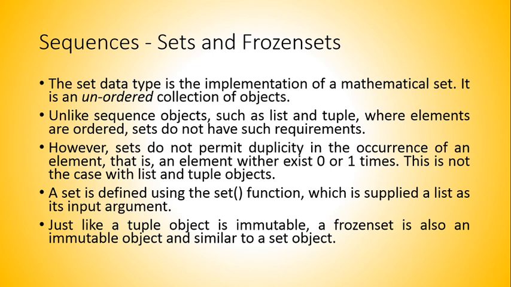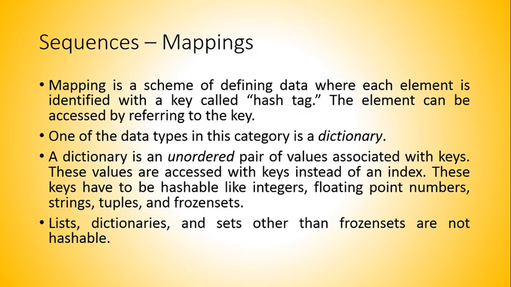The next topic which we are going to discuss is mappings. Mappings are an important part, even though they are not very much defined earlier. But when I say a dictionary, it is a type of mapping. So let me define mapping. A mapping is a scheme of defining data where each element is identified with a key called a hash. The element can be accessed by referring to the key.